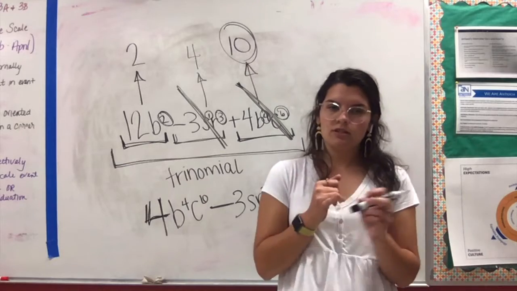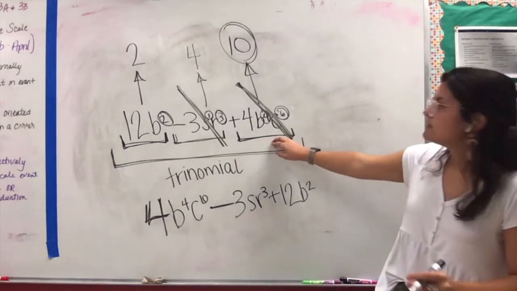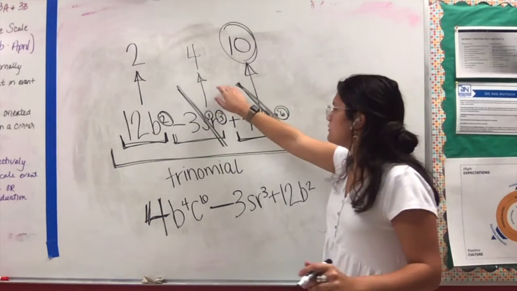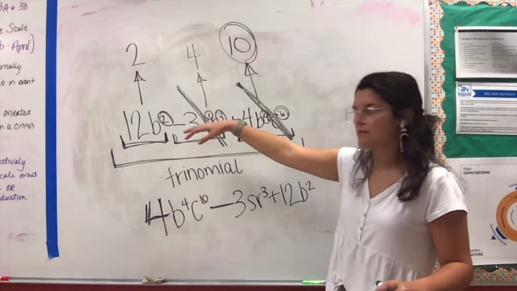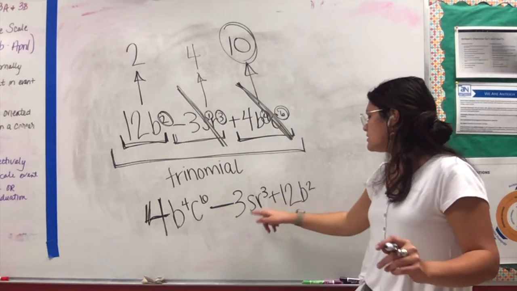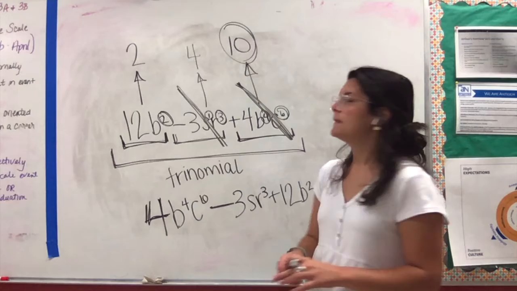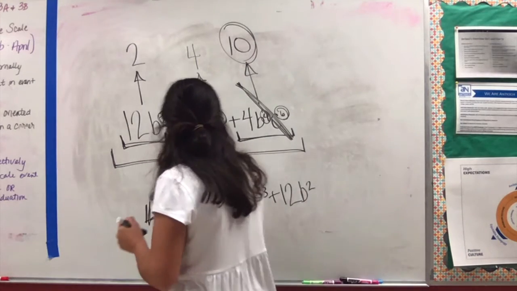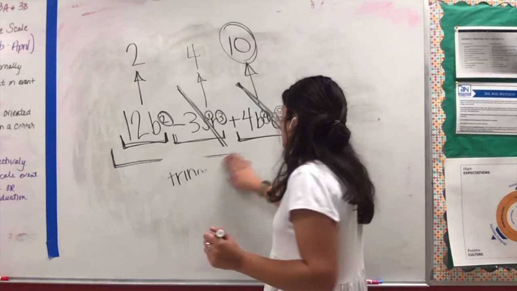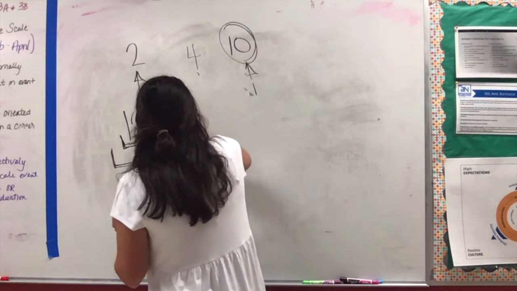So standard form, first you need to break the polynomial down by terms. So we have our 3 terms. We need to find the degree of each term. So 10, 4, 2. And then you need to put them in descending order, from the biggest number to the smallest number. So 4b to the 4th, c to the 6th, minus 3sr cubed, plus 12b squared. And that's standard order, or standard form. It's pretty easy. You just need to know how to find your degrees. And once you can do that, then you put them in descending order. It's pretty easy. We'll go over one more together after I erase the board.